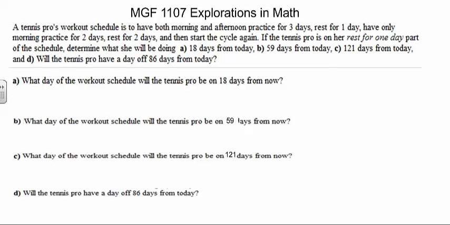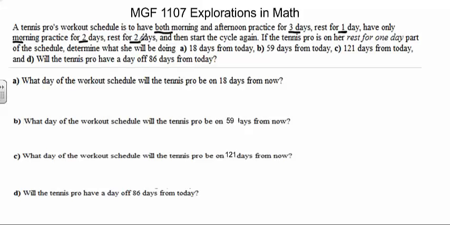This example is from MGF 1107. It's an example of an application problem using modulo systems. So in this example it says a tennis pro's workout schedule is to have both morning and afternoon practices for 3 days. So that's key, that for 3 days they're going to have both morning and afternoon practices, followed by 1 day of rest, and morning practice for 2 days, and then rest for 2 days.